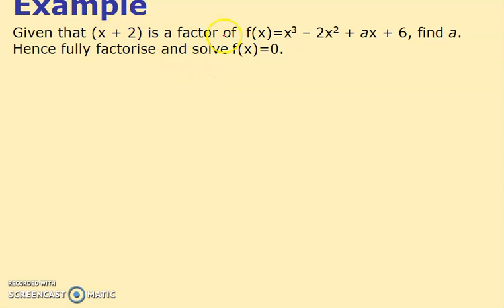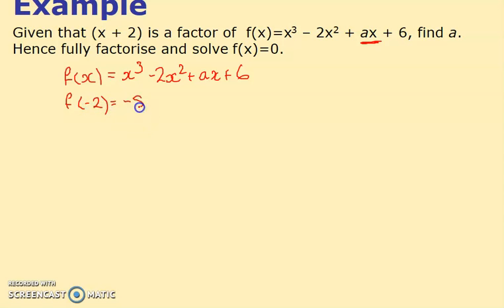Here's another example. Now, first of all, note here it says plus ax, so it doesn't tell me it, but it gives me some information. So f of x then, which is x cubed minus 2x squared plus ax plus 6. If I substitute, now it says plus 2, if I substitute minus 2 into this, well, let's just do that quickly. That will give me minus 8. Minus 2 times minus 2 squared is 4.